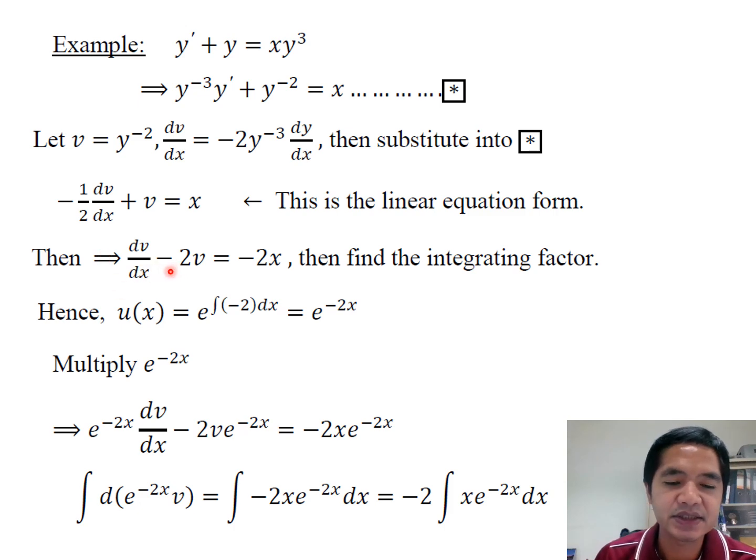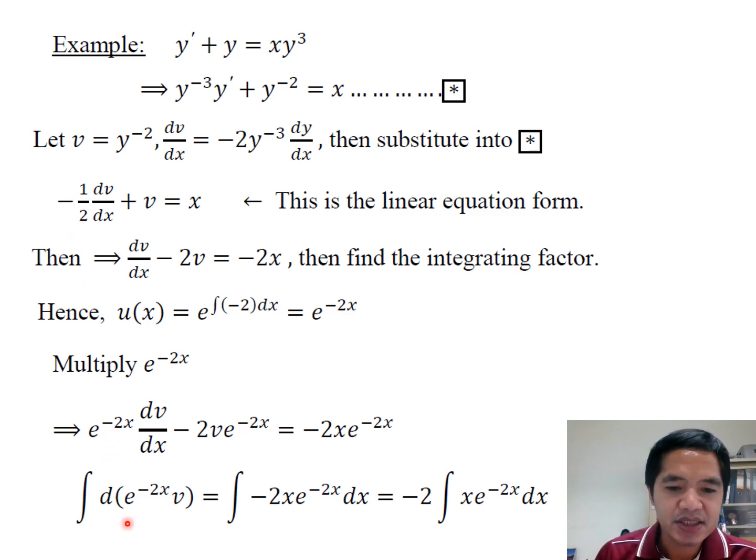So the p of x is minus 2 here, so find the integrating factor, which is mu equal to e to the integration of minus 2 equal to e to the minus 2x. So the integrating factor is e to the minus 2x. Then multiply the integrating factor back into the problem. You're going to get e to the minus 2x dv over dx minus 2v e to the minus 2x equal to minus 2x e to the minus 2x. We have a 2 here because we multiplied every term by 2, so we get 2 here and 2 here, and the 1 over 2 is gone, right?